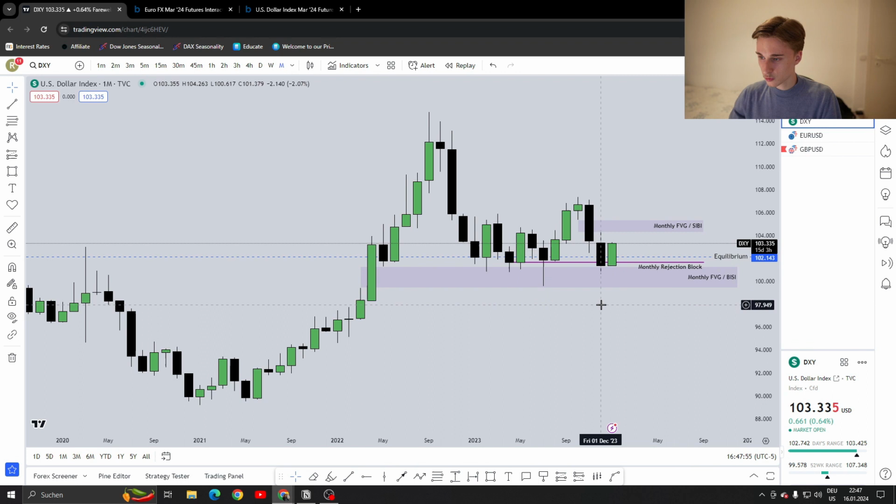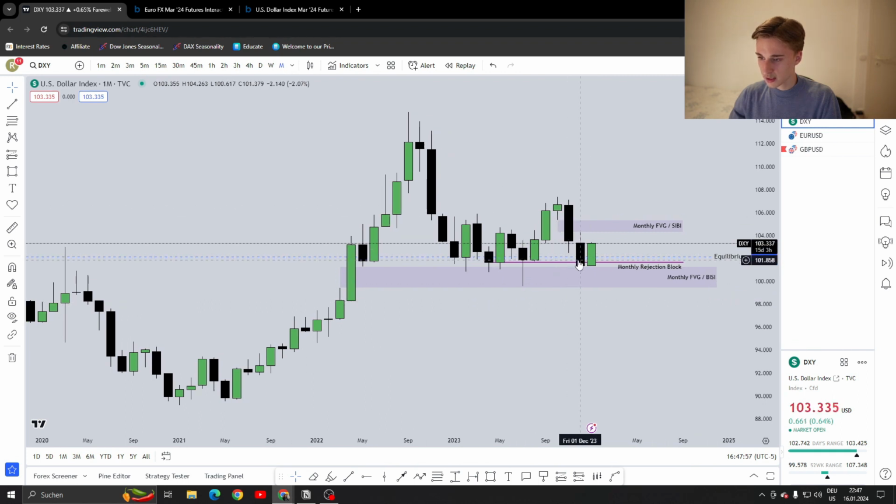And also, with that said, we also traded into a monthly fair value gap, which is a SIBI. We already have reacted a few times away from it right here, 1, 2, 3, and we're reacting the fourth time out of this monthly fair value gap, excuse me.